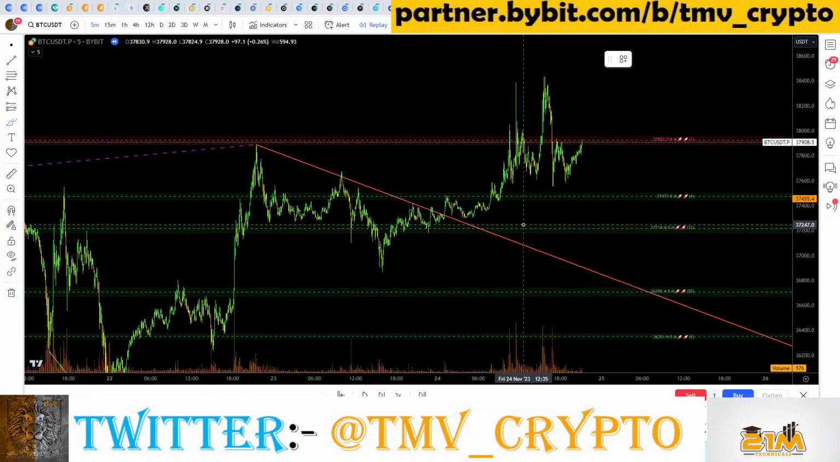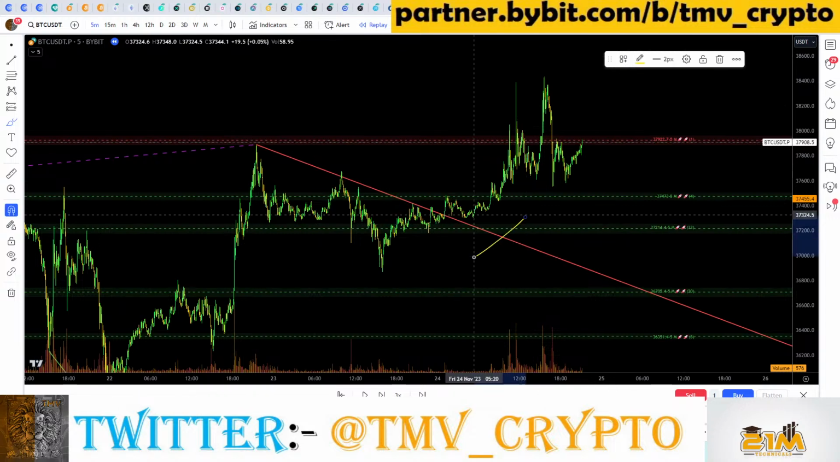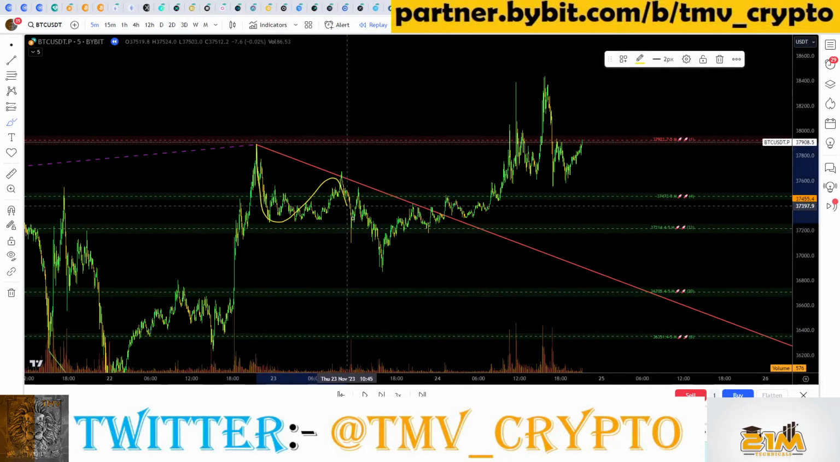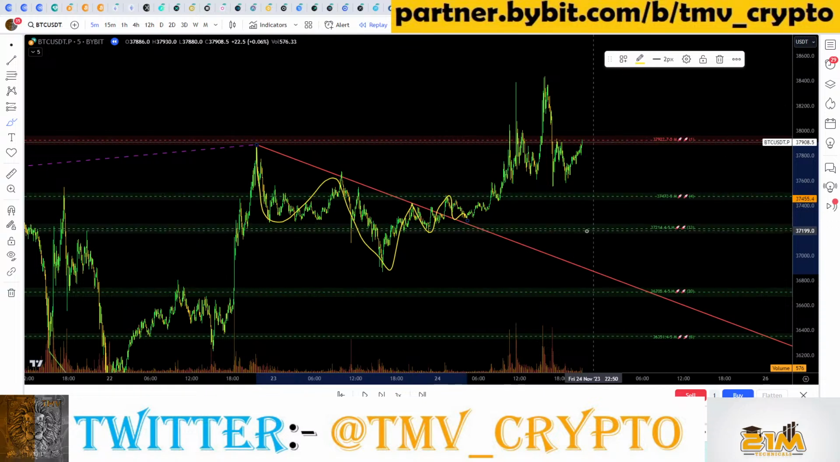I want to just probably cut the lines here so that the charts don't look messy. You see, this was a breakout trade as well. When we had a dump, it tried to break out, got rejected, and then the breakout literally happened. A retest happened. There was a huge support. The support was flipped at 37,200.